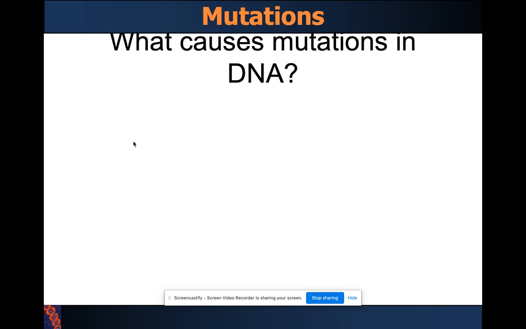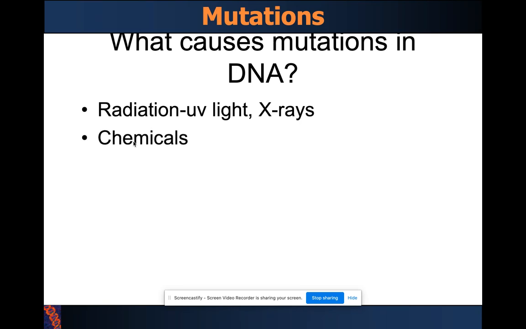All right, so what causes these mutations in DNA? Why does it make mistakes when it's being copied? All right, some common things. Radiation is big. Okay, ultraviolet light, number one cause of mutations that cause skin cancer. X-rays, you can't get an X-ray when you're pregnant. The X-rays can damage the DNA of your baby. So forms of radiation can actually cause mutations.